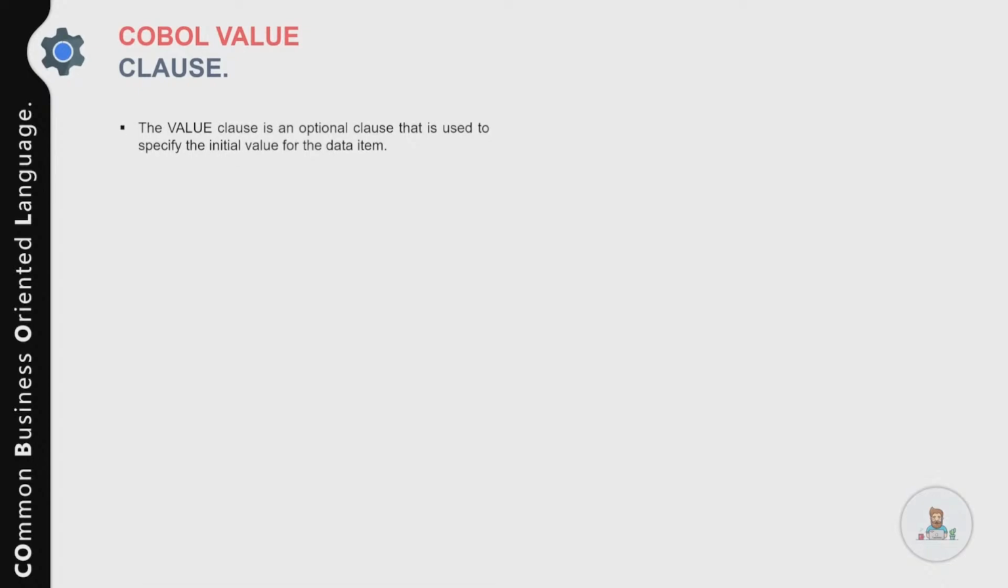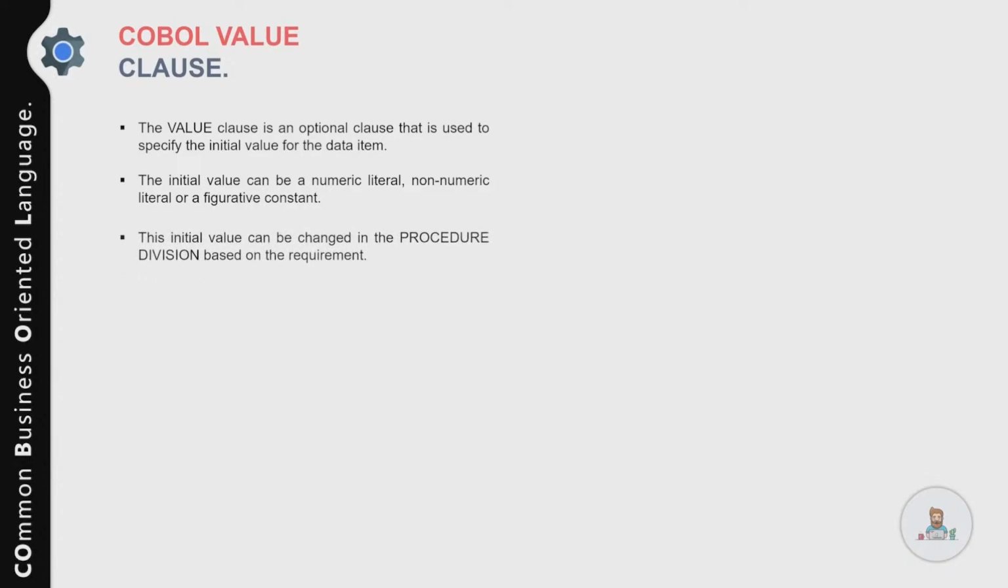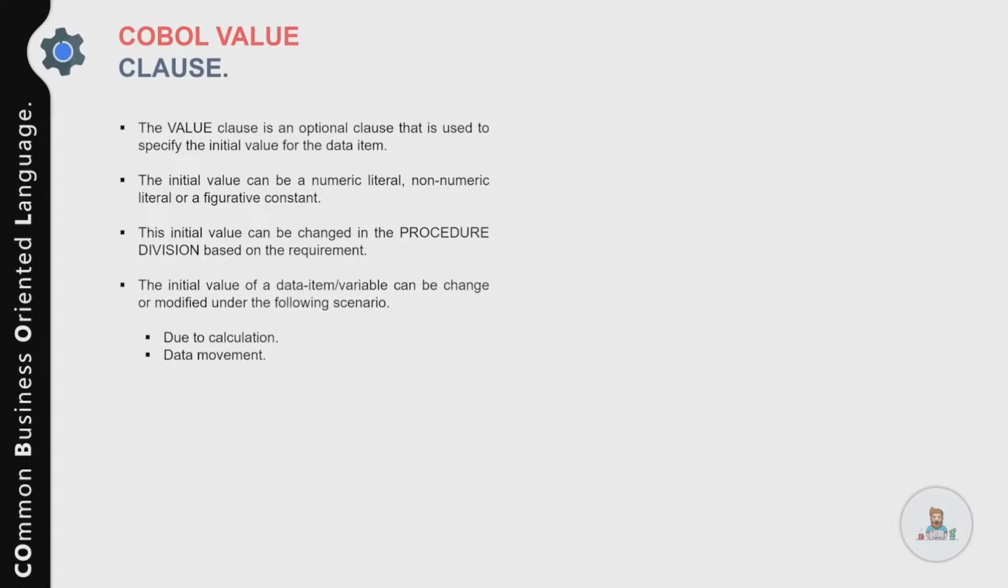So value clause is an optional clause, and it is used to assign initial value to the data item or variable. The initial value can be numeric literal, non-numeric literal, or a figurative constant. This initial value can be changed in the procedure division based on your requirement. So that means whatever value you have initially assigned to a temporary variable that is defined in working storage section, that can be changed when you're using that variable in your program logic, that is in procedure division.